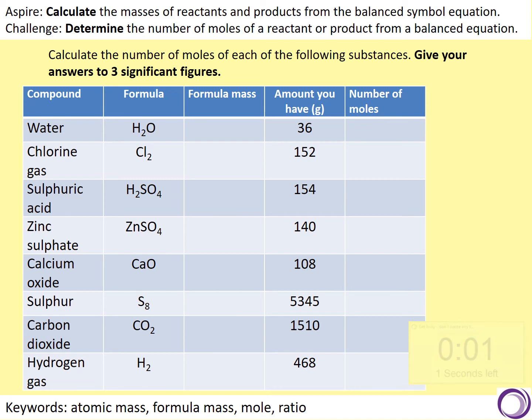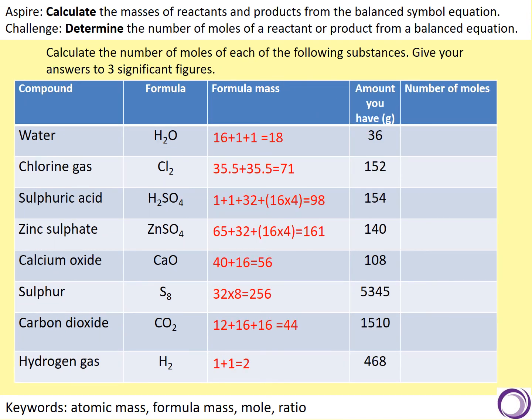Okay, so let's just check those. These are the formula masses of each of those compounds that were listed in the table. Check through and make sure that you have got those values correct. Make sure you've added the correct number of each type of atom according to the little subscript numbers, if there are any. Okay, and we're going to look at have you correctly calculated the number of moles.